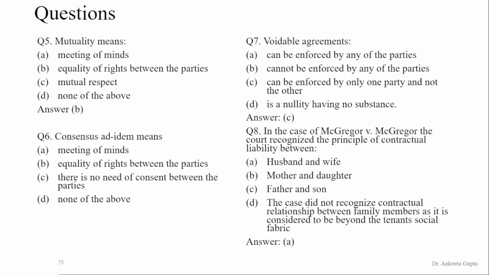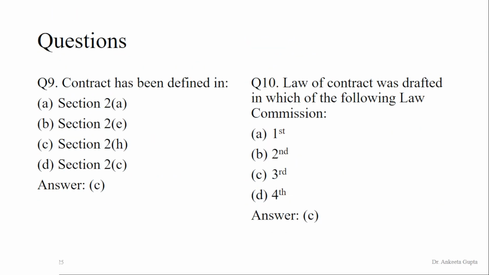Voidable agreements can be enforced by any of the parties, cannot be enforced by any of the parties, can be enforced by only one party and not the other. So answer C is a voidable agreement. In the case of McGregor versus McGregor, the court recognized the principle of contractual obligation or liability between husband and wife. So answer A. Contract has been defined under which provision of law? Section 2(h). So the correct answer is C. And the law of contract was recognized in which of the following law commissions? First, second, third, fourth. And the answer is C, the third law commission.